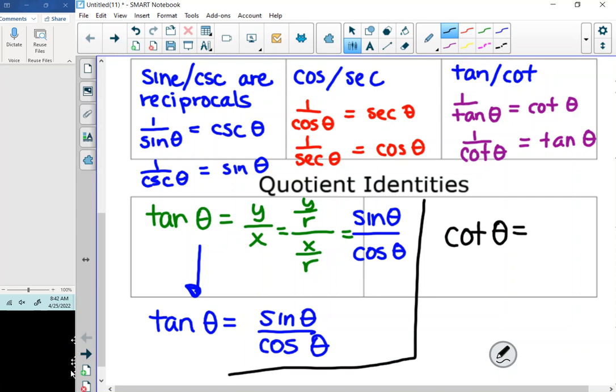So the other one has to do with cotangent. If we use the fact that tangent and cotangent are reciprocals of each other, and that if tangent is sine over cosine, then cotangent, which we know we created was x over y, ends up being cosine over sine.